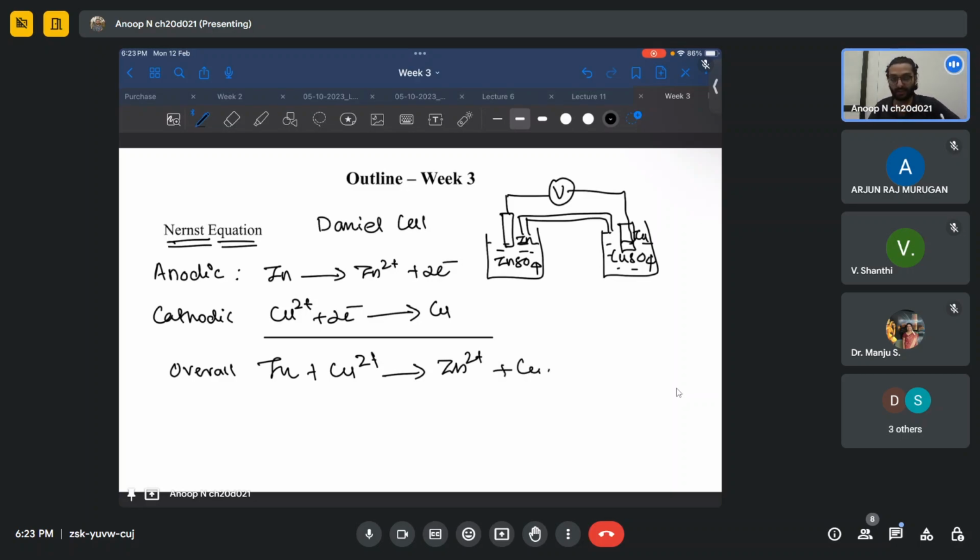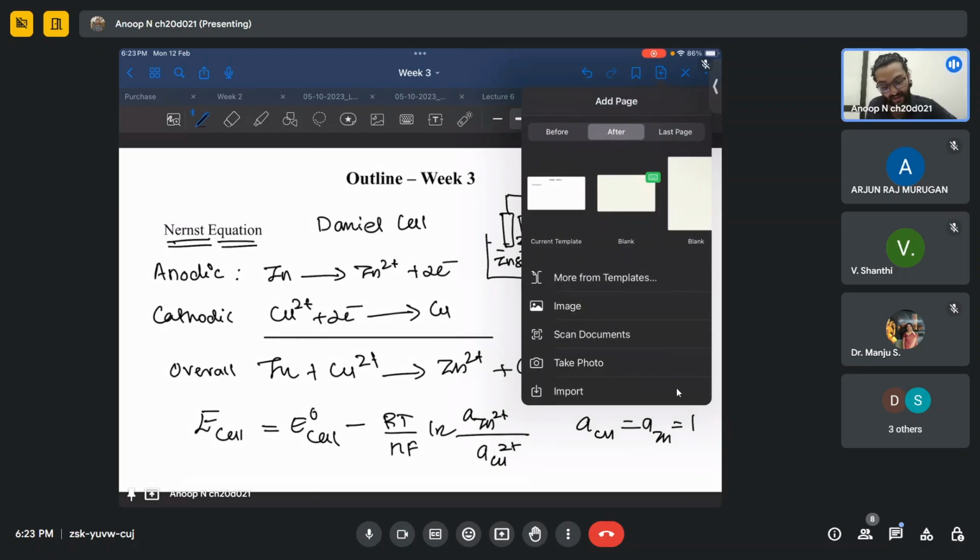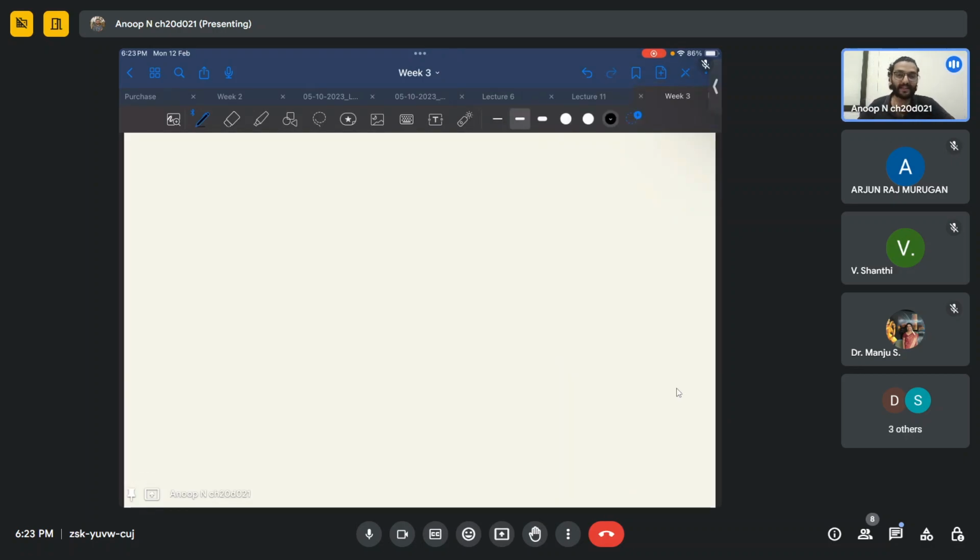So how will I write the Nernst equation in a single stage? I can write E cell is equal to E0 cell minus RT by nF ln of activity of Zn2+ divided by activity of Cu2+, where activity of pure Cu and activity of pure Zn I am taking as 1. So this is a right away method. If I get a reaction, I can write the half cell reactions, and from the half cell reactions I can write the overall reaction, and from that I can easily write the Nernst equation.